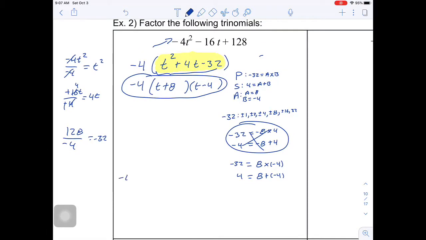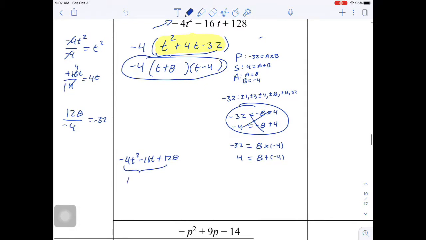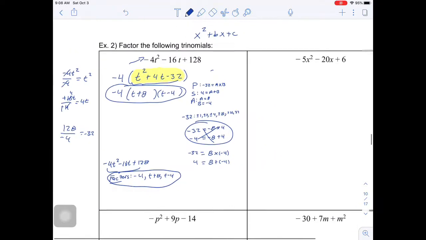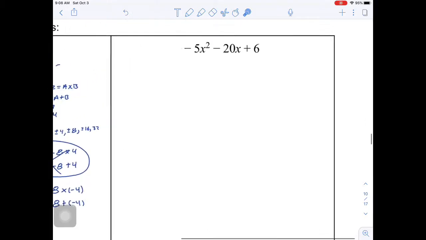So it's important to understand that negative 4t squared minus 16t plus 128, okay, its factors are negative 4, t plus 8, and then t minus 4. Sorry. So that is how to factor things where you don't quite have a positive 1 in front of x squared, okay? So let's maybe try this guy over here.